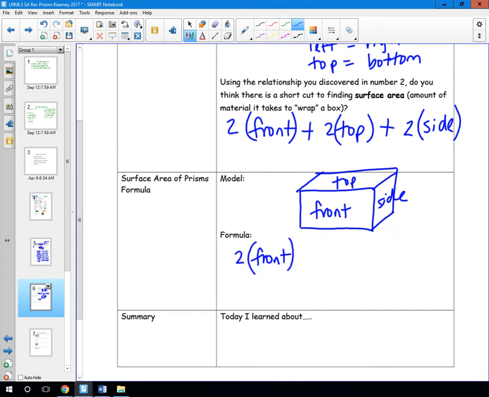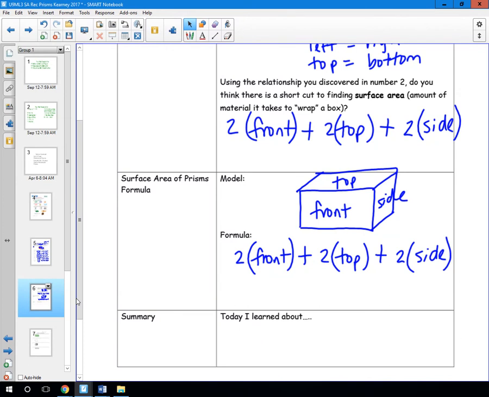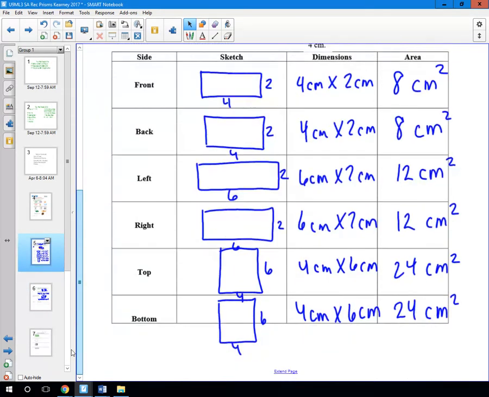Okay, we find the area of the top. What do we know is just like the top? The bottom, so we're going to multiply times 2. And then we're going to find the area of the side. And what do we know is just like the side? The other side, so we're going to multiply times 2. And our final step is we're going to find the sum, because surface area is the sum of all the surfaces.